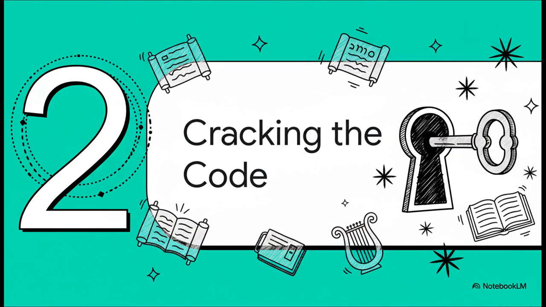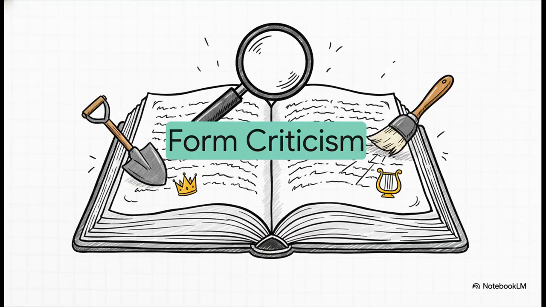All right, so we've got the basic poetic style down. Now, what if I told you there's a kind of secret code to unlock the different types of psalms, a way to actually categorize them and figure out what they were originally for? Well, that code has a name. It's a scholarly tool called form criticism.